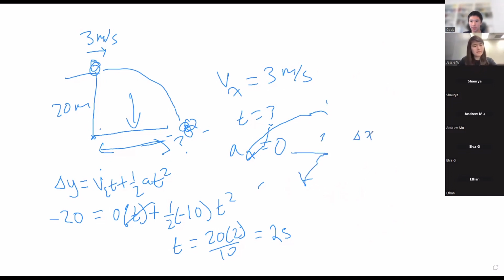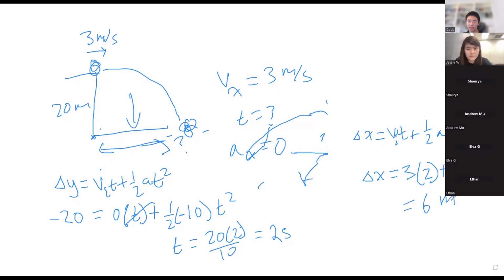Delta x is equal to v_i t plus 1/2 a t squared. All right, so we're solving for delta x. We know the initial velocity in the x direction is 3, and then we just plug in the time, which is 2, plus 1/2. And acceleration in the x direction is 0 because gravity is only in the y direction. And t is 2, right? So the 0 term we can ignore because it ends up as 0.